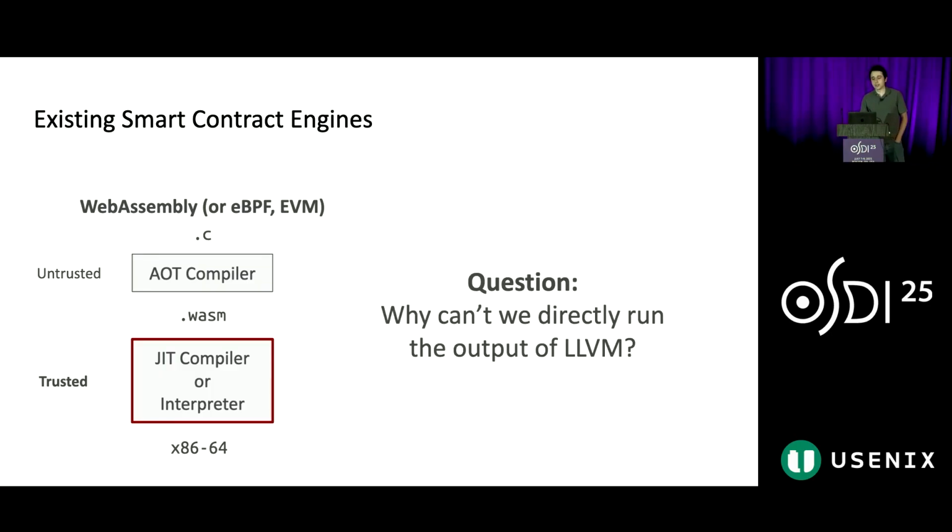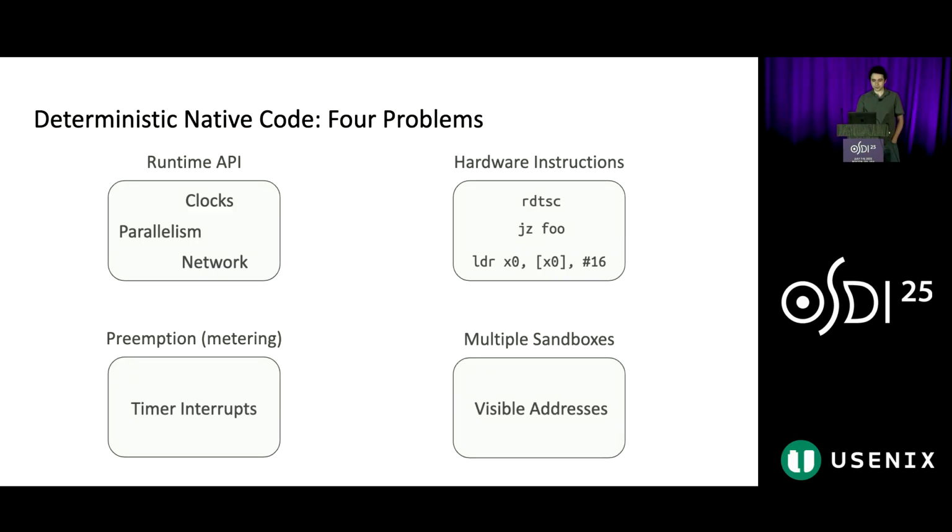So the question is, why can't we just directly run the output of LLVM, right? LLVM gives us highly optimized machine code. Why can't we use that for our smart contract? And there are four, maybe three overall problems to this.